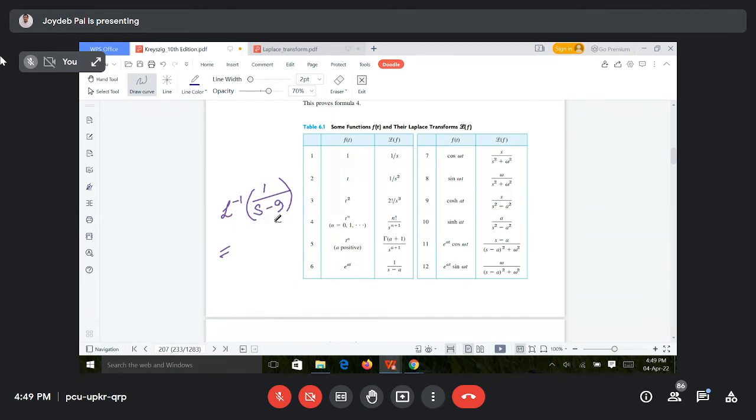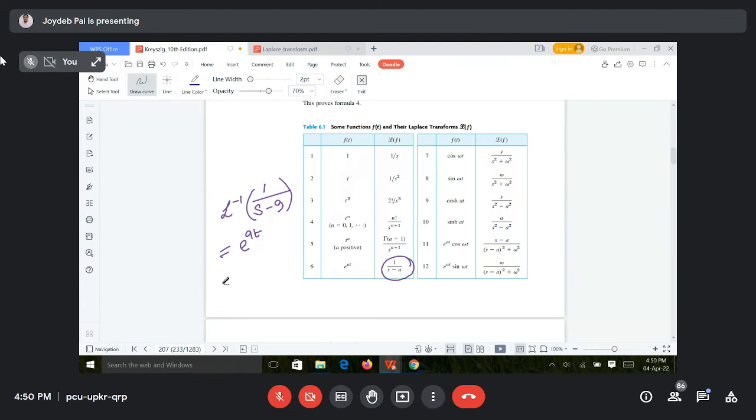To find Laplace inverse, you just find the function of s in the second column. Look in the second column, which form does this match? e to the power at. F(s) is of the form 1 by s minus a, then its Laplace inverse is e to the power at. Then a is what here? a is 9. So it is e to the power 9t. That single table gives us the Laplace transform as well as Laplace inverse.